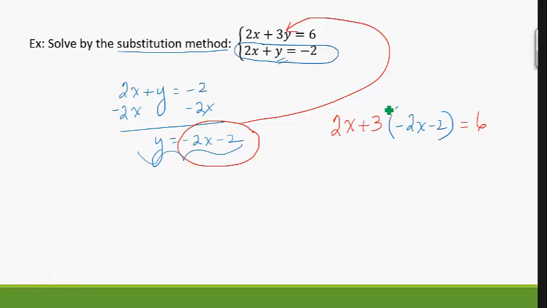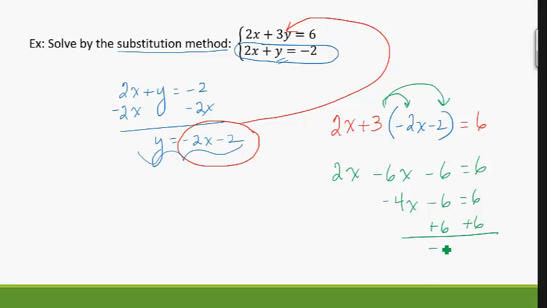So we can clean this up. We can distribute, and when we do that, we get 2x - 6x - 6 = 6. Combining like terms, this gives me -4x - 6 = 6. I'm going to isolate that x by adding 6 to both sides. I get -4x = 12. Divide both sides by -4, and x is -3.